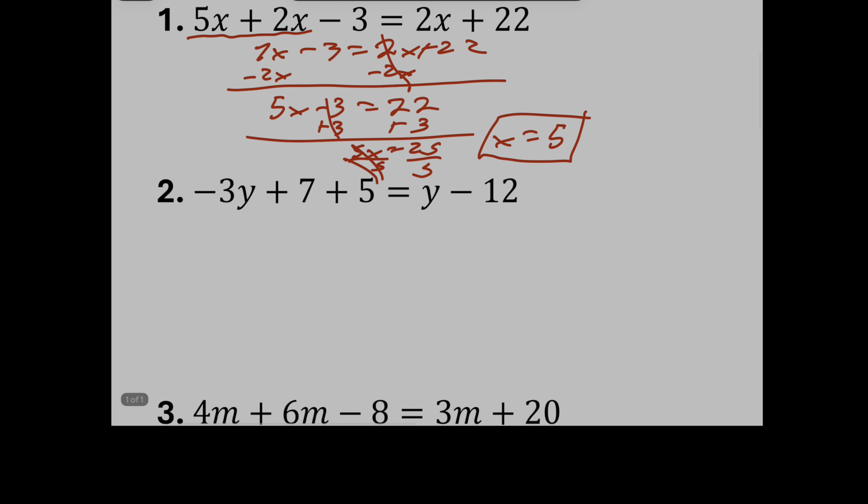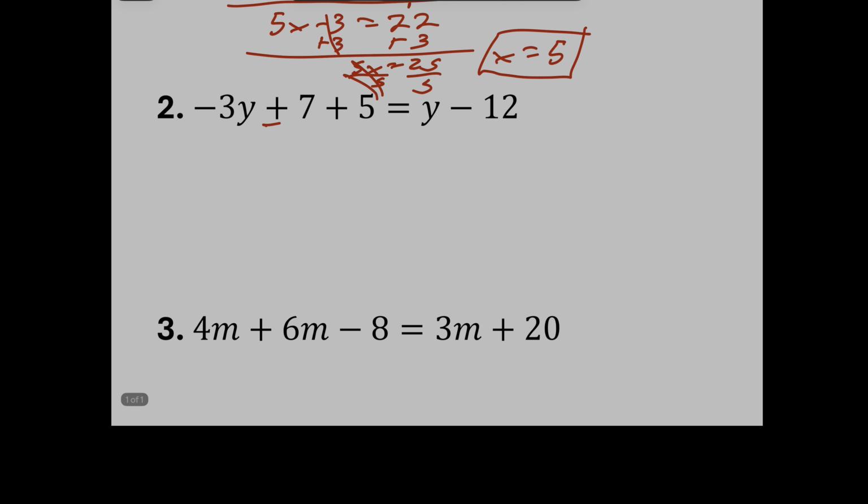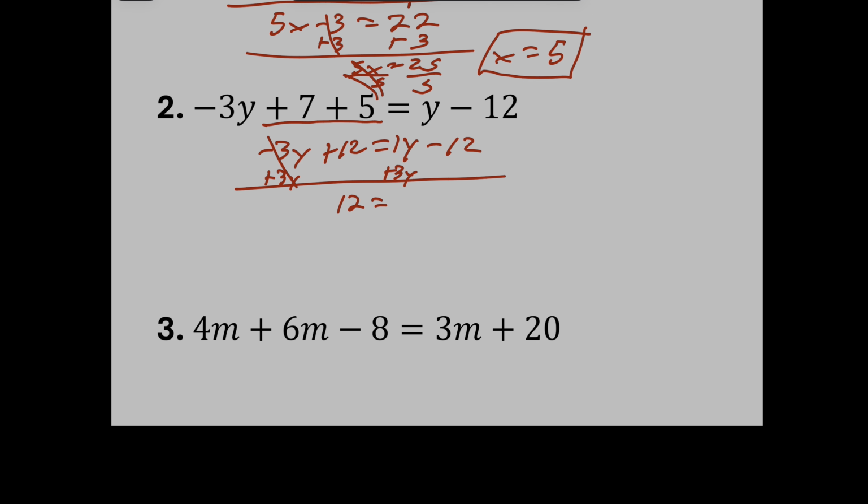Okay, let's go on to number 2. Do I have anything to combine? Yeah, look, 7 and 5. So it's going to be negative 3y, or positive 7 plus 5, this is positive 12, equals y minus 12. Well, let's go numbers on one side, letters on the other. So I'm going to add 3y to both sides. Boom, and I get 12 equals, that's a 1y plus 3y is a 4y minus 12.